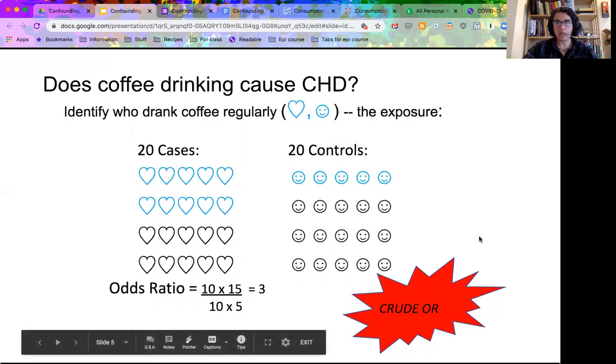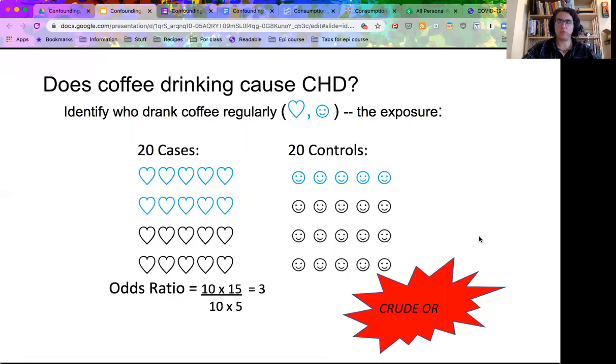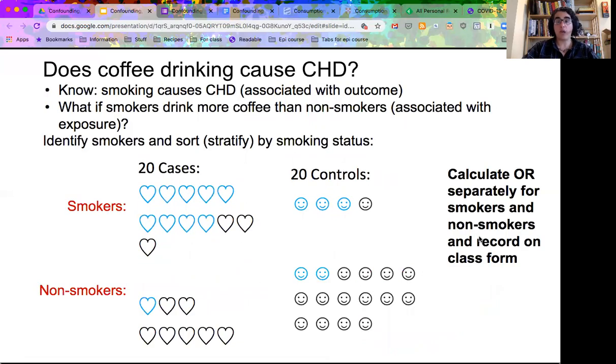Okay, let's add in a confounding factor, just like we did for mopeds. Let's think about smoking. Now, we know that smoking causes coronary heart disease, so it is definitely associated with the outcome. And it might well be that it's also associated with the exposure, that smokers might drink more coffee than non-smokers. So if that were the case, then it really would muddle up our picture.